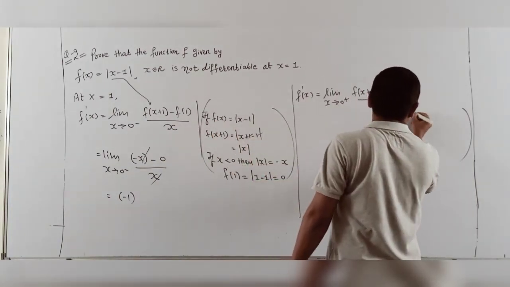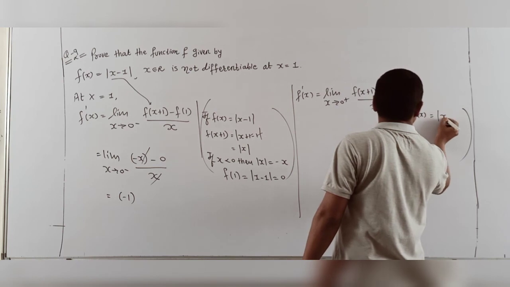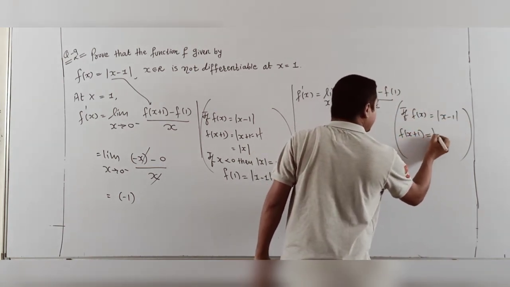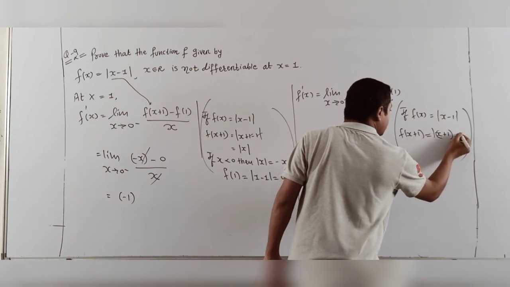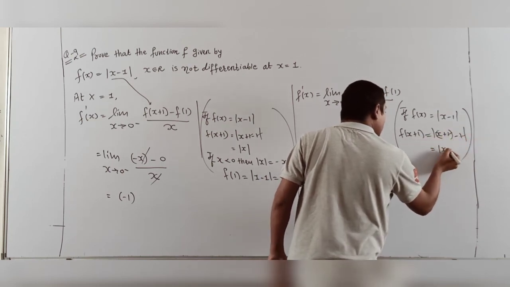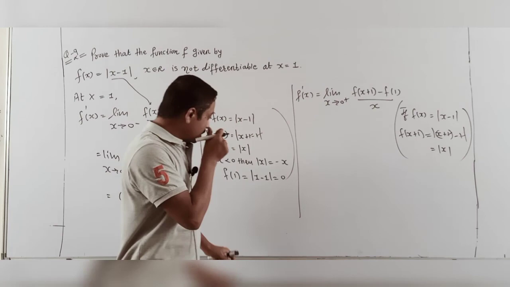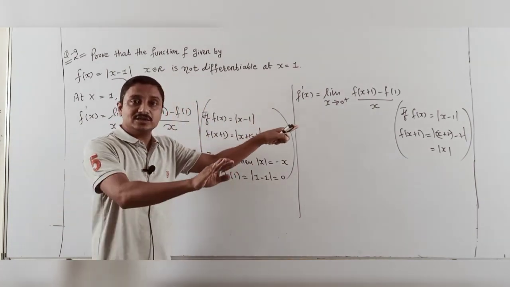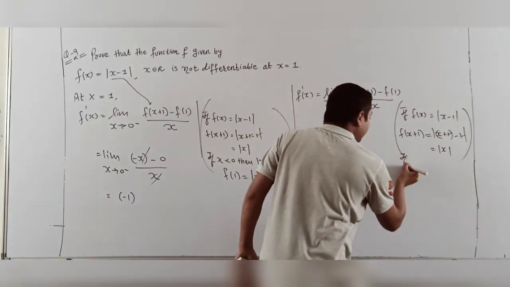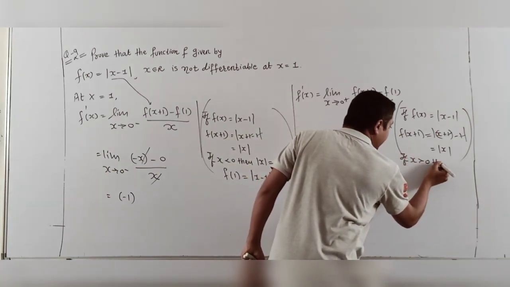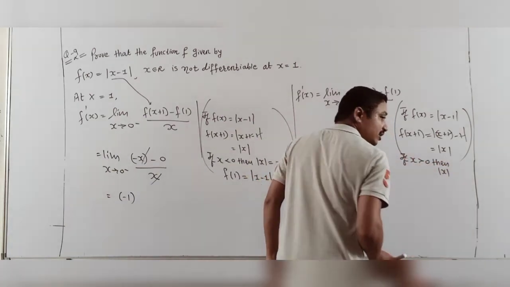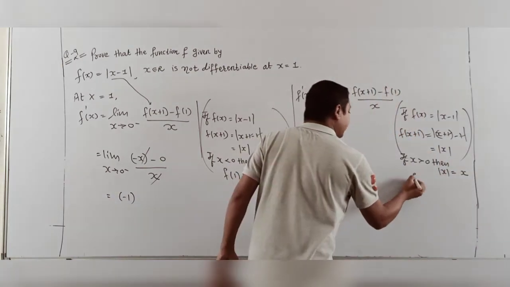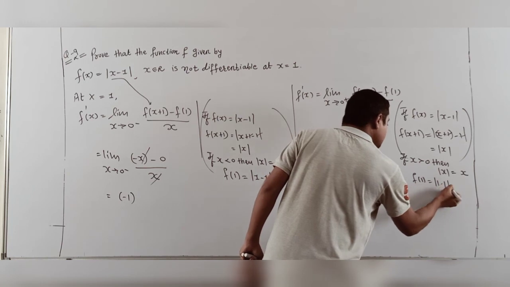If f(x), what is your f(x)? Modulus x minus 1. I want x plus 1. So here x plus 1 minus 1. I am sure you are getting modulus x. But here same calculations, but instead of less than 0, I am going to more than 0. So if x is greater than 0, then modulus x is what? Yes, modulus x is only x. And f(1) is the same, 1 minus 1 is 0.